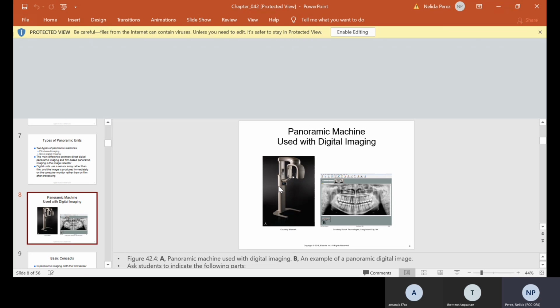So as I mentioned before, these panoramics, you have to go inside of it and stand in it, and then it goes around your head. We'll go over a little bit more of that.